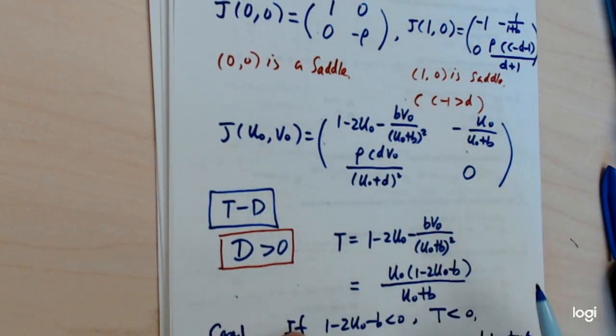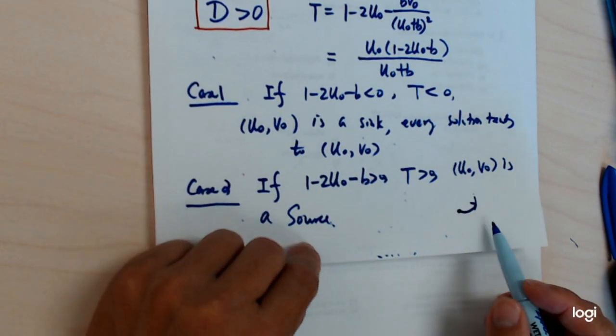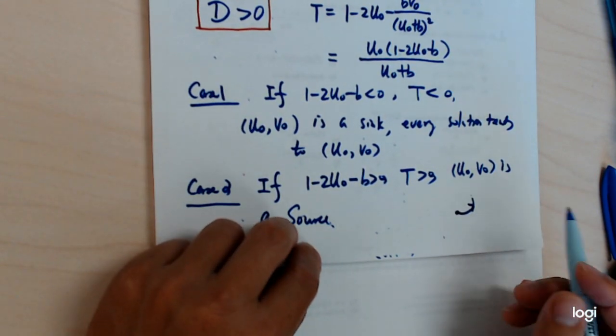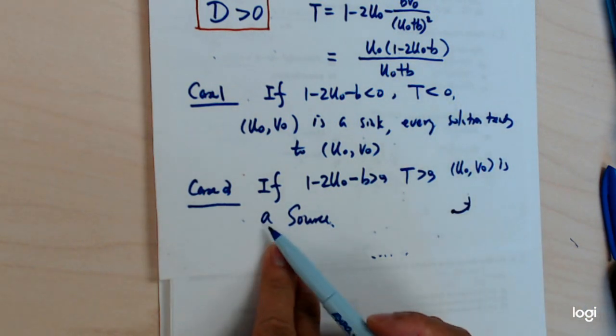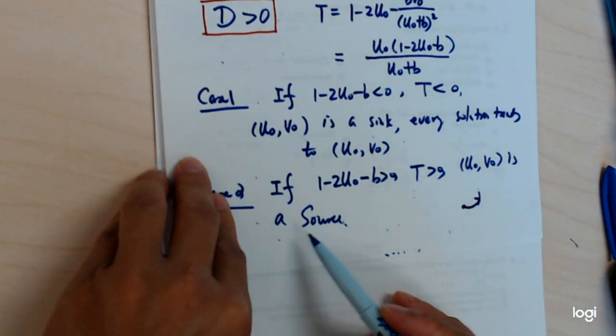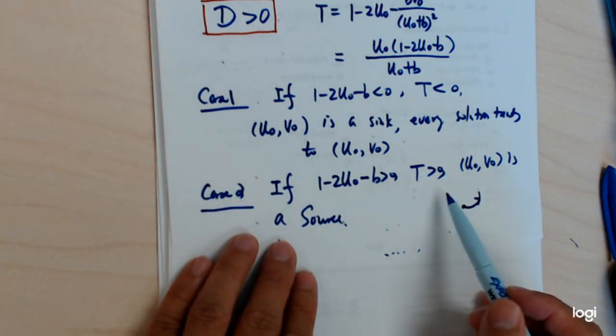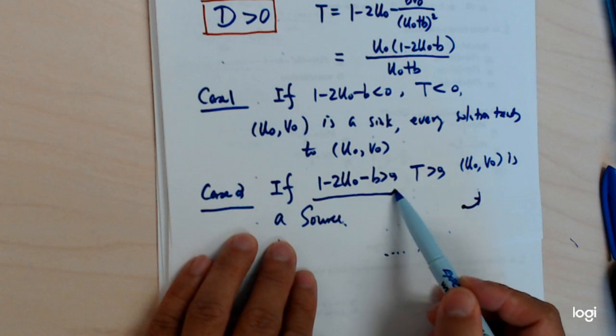Those two guys are saddles. Where does this guy go? Does it approach a limit cycle? Remember that? So now I need to take a closer look at this case number two. Remember, for U0, V0 to be a source, I need this condition to hold.